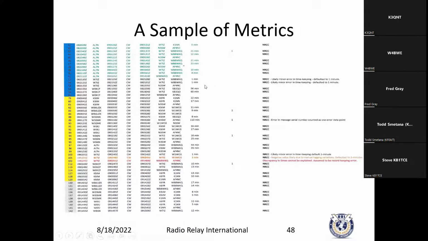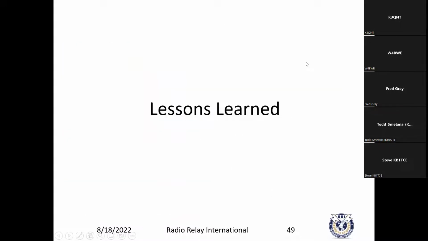This might be a little hard to see, but this is an example of the metrics from the evaluation report. We were able to identify every message based on date time group, station of origin, time of origination, mode used, and time of arrival, and arrive at a value for propagation through the network. And all of this was available on a spreadsheet for FEMA at the end of the exercise.